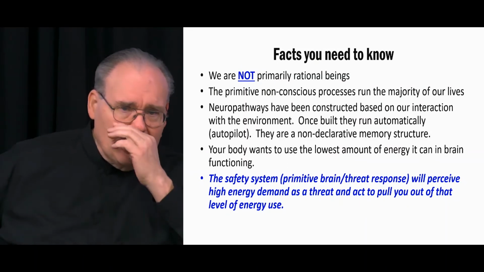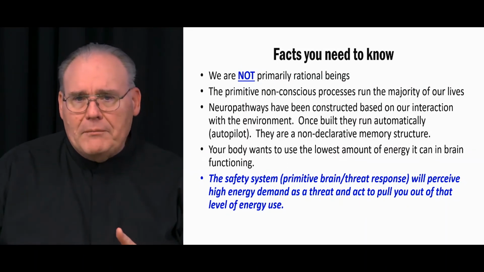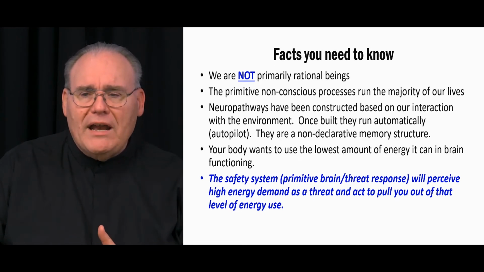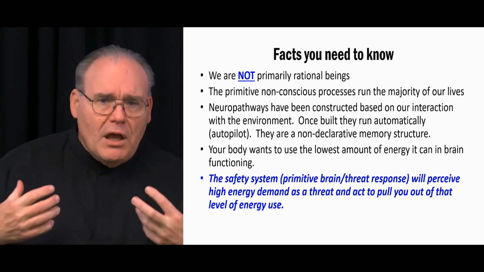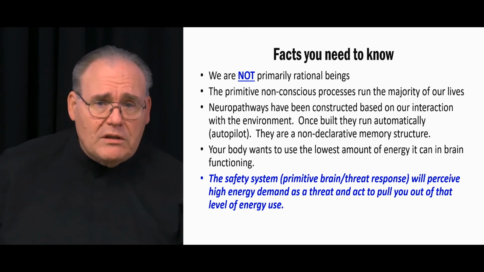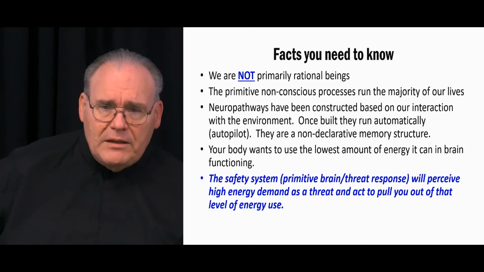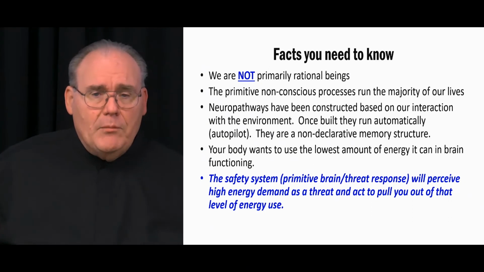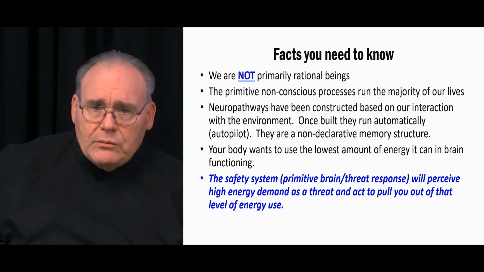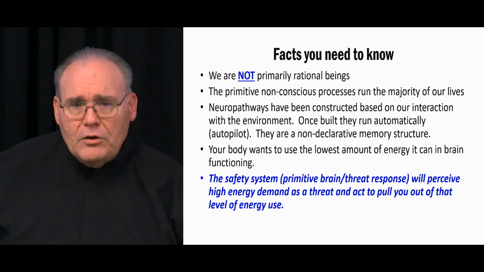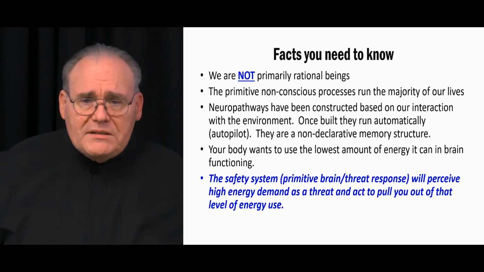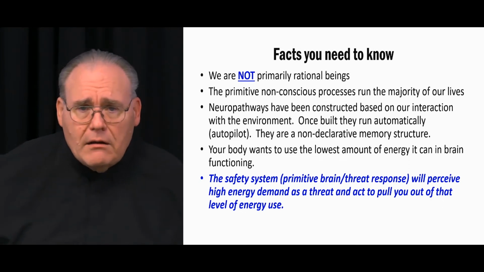So, facts you need to know. We are not primarily rational beings. Did you catch that? We are not primarily rational beings. The primitive non-conscious processes run the majority of our lives. Neural pathways have been constructed based on our interaction with the environment. If our interactions with the environment are occurring while we're in our range of tolerance, we're building good neural pathways there. If our neural pathways are being built above our range of tolerance, remember, once they are built, we run on them automatically, like our autopilot.